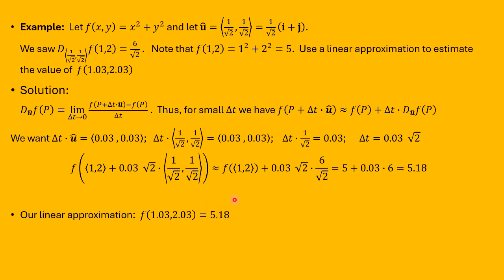Let's check our work by doing the same calculation on a calculator. F of (1.03, 2.03) is just 1.03 squared plus 2.03 squared. Punch all this into a scientific calculator, and you'll find that it's equal to 5.1818, very close to our linear approximation. Our linear approximation was pretty good because delta t was pretty small.